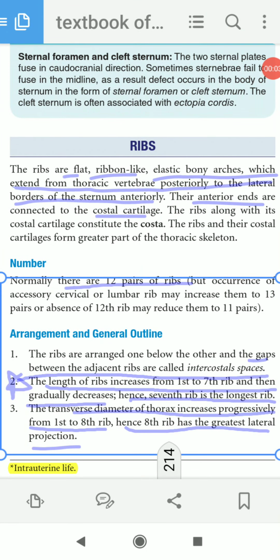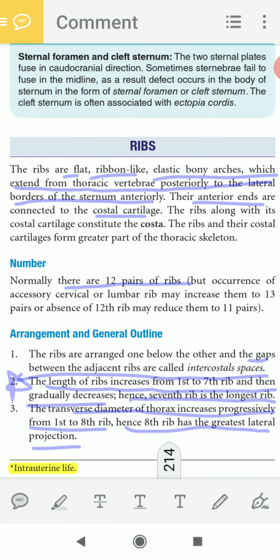So we'll talk about the ribs. So we have 12 pairs of ribs in our body. Okay. So let's know what is ribs.